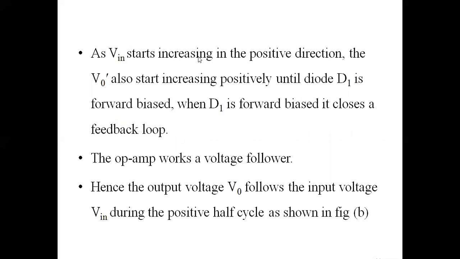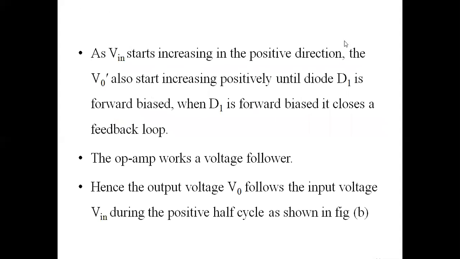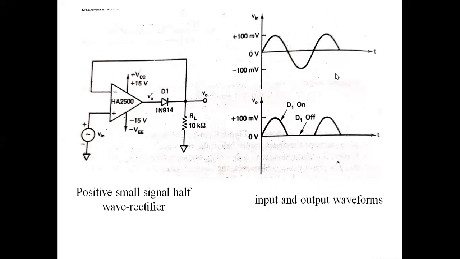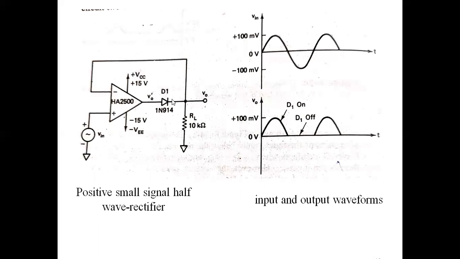As Vin starts increasing in the positive direction, V0 dash also starts increasing positively until diode D1 is forward biased. When D1 is forward biased, it closes the feedback loop.